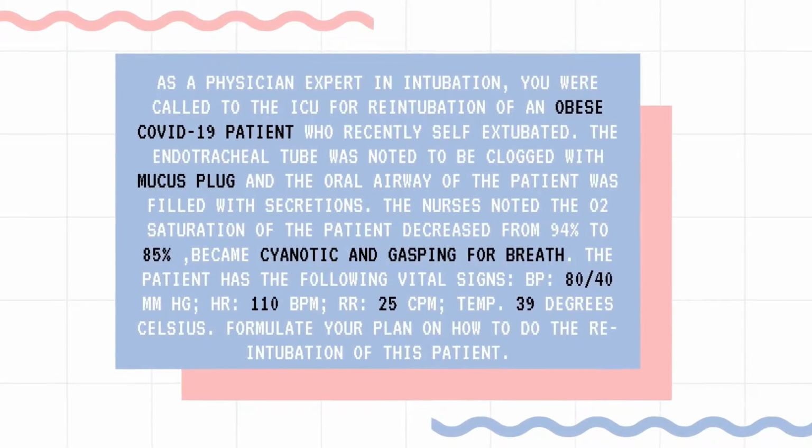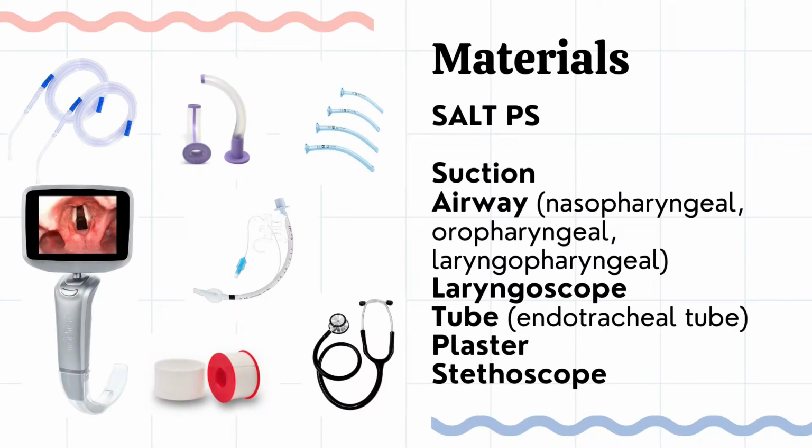For endotracheal intubation, we will prepare the materials by remembering the mnemonic SALT, PS, and MAIDS. S for suction, A for airway, L for laryngoscope, T for tube, P for plaster, and S for stethoscope.